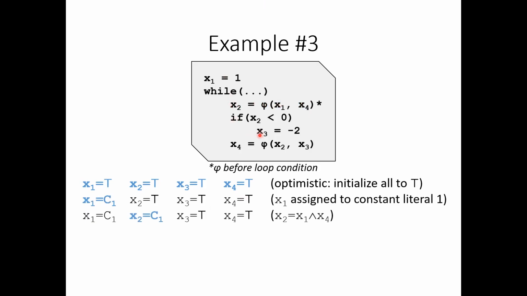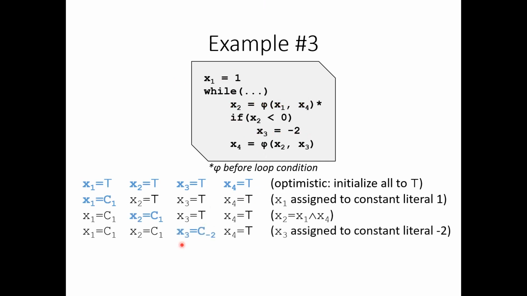Okay, then I'm going to go to x3 equals negative 2. When I do x3 equals negative 2, what is x3 going to be? C negative 2. So x3 is C negative 2. Great. Now I come down here, I do x4 equals phi of x2, x3. What is x2? Well, x2 is C1. What is x3? It's C negative 2. Where do C1 and C negative 2 meet? At bottom. So here, x4 is going to be bottom. It's not constant, right? Because I see that I can get a 1 from here, or I can get a minus 2 from here.